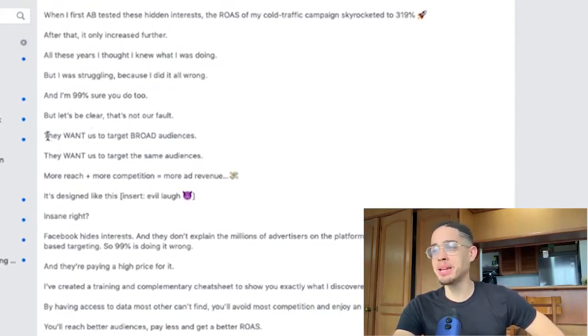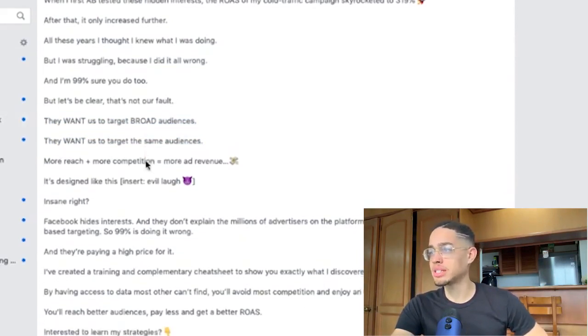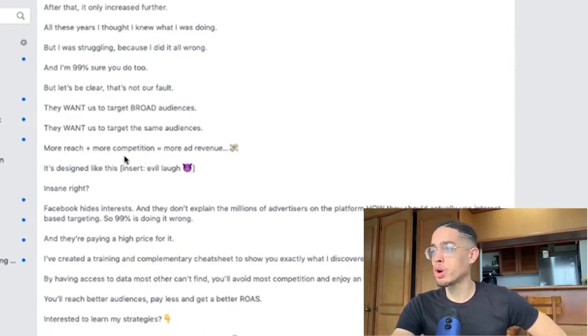So this is the common enemy, right? They're basically building trust here. You get what I'm saying, right? They're trying to get you on their side. So they want us to target broad audiences. They want us to target the same audiences. More reach plus more competition equals more revenue, more ad revenue.